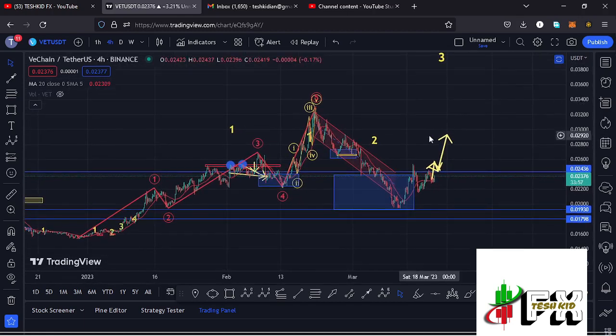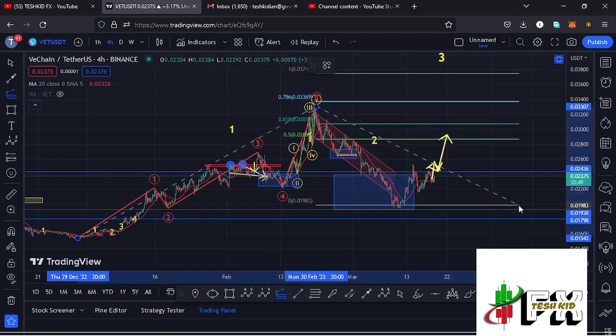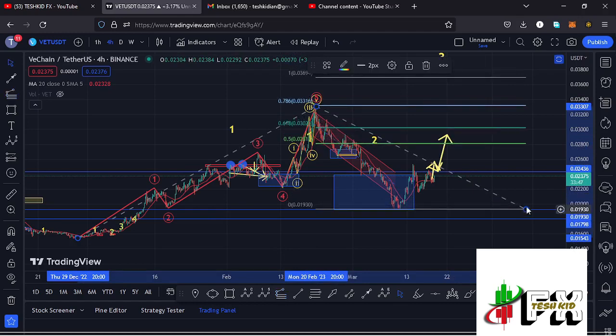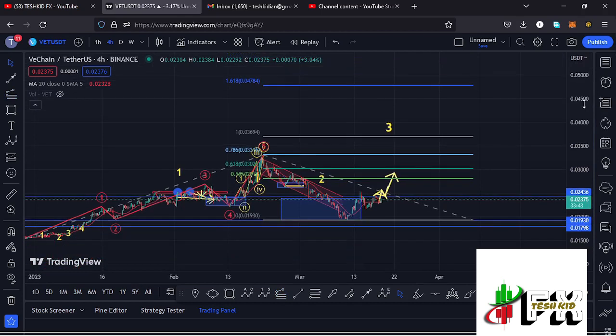Allow me to first sketch out a target area to the upper side in the formation of that wave 3 by connecting the trend-based Fibonacci from the low of the first wave to the high of that wave 1, then dragging the fibs to the low of the second wave, and that gives me a minimum target area to the upper side in the formation of that wave 3 at the fib level 1.618, and that is at around the $0.04784 mark, and that is the minimum that I'm expecting Vechain to do in the formation of this wave 3.